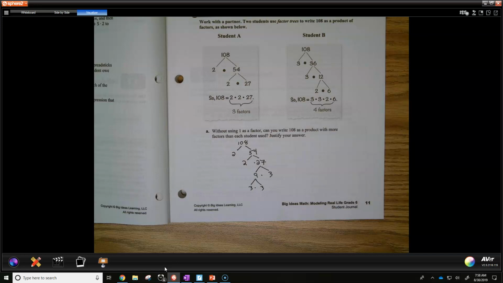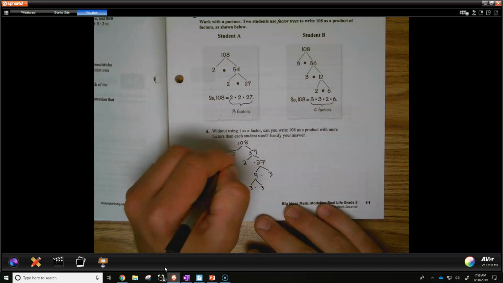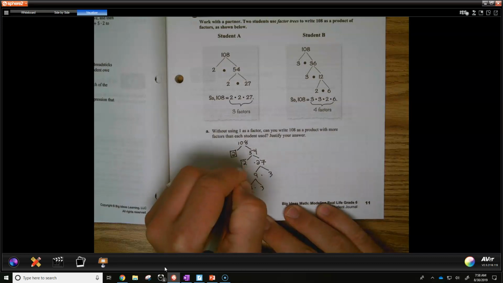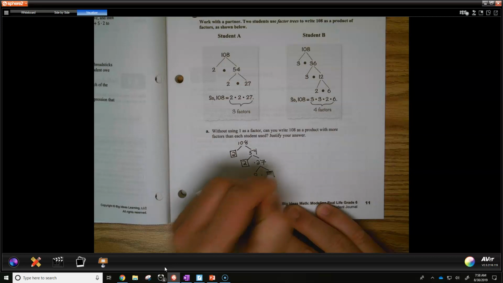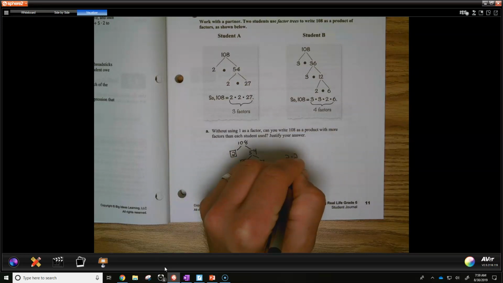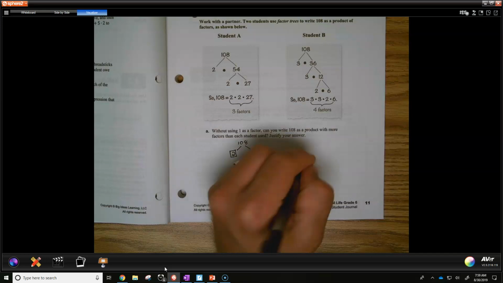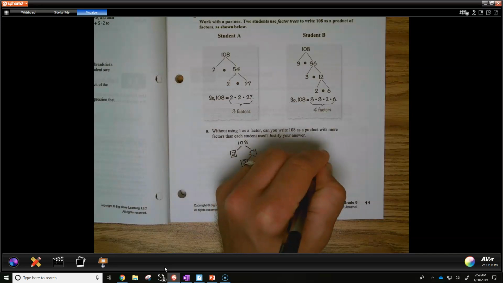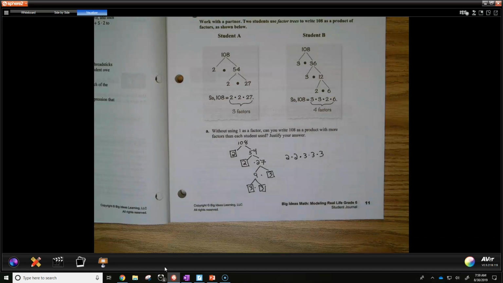Now, I will say the only thing to help is when you get to the end and you're done breaking a number out, you'll see we'll do this today, I draw a box around it. That way I can easily see where my numbers are. Now, if Braden was to write out his multiplication problem, we would write 2 times 2 times 3 times 3 times 3. How many factors did Braden break it down to? 5 factors.